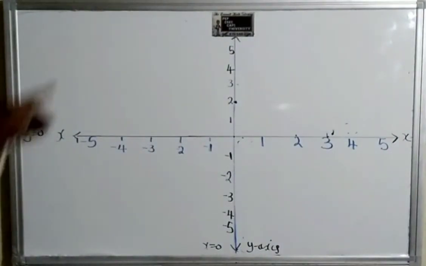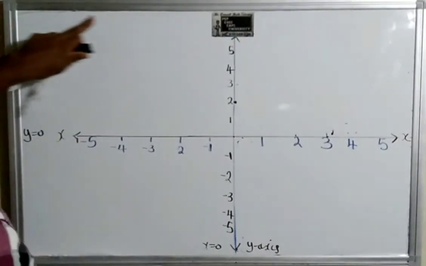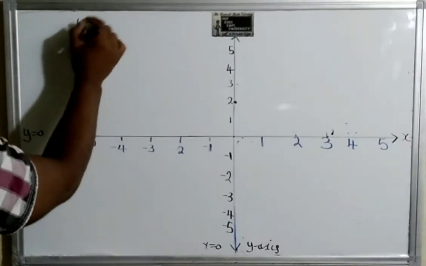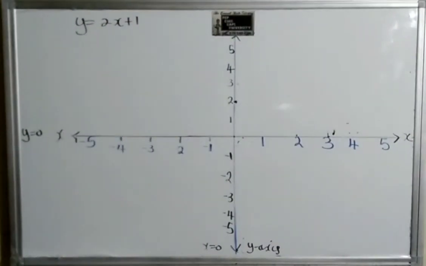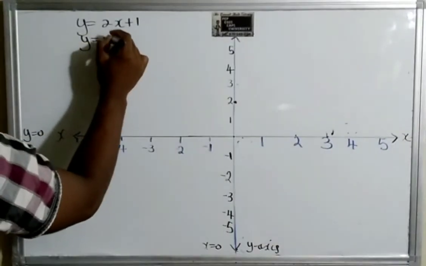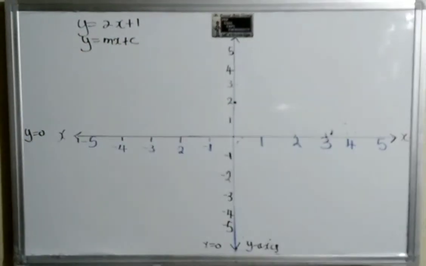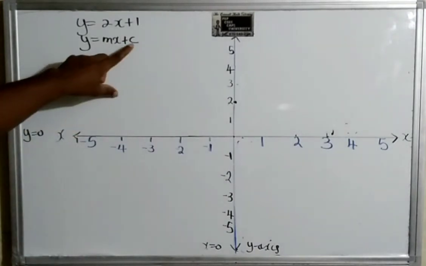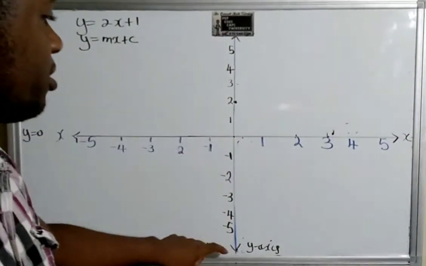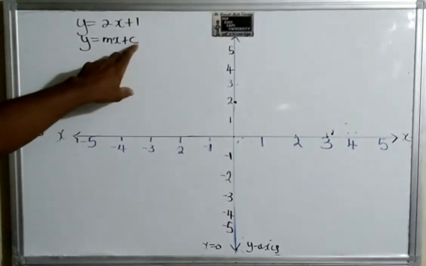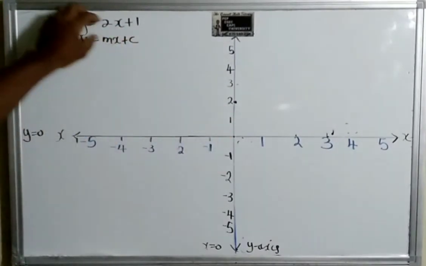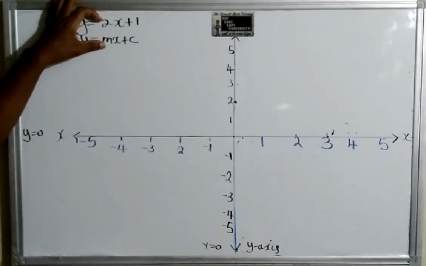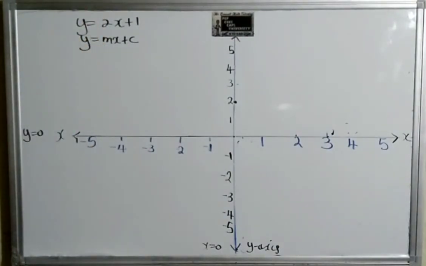Alright, we are going to graph y is equal to 2x plus 1. Now, this is in the form y equals mx plus c, where c represents the y-intercept, or where the graph cuts the y-axis. So from looking at it, we know the graph is going to cut the y-axis at positive 1. Now 2 is the gradient. I'm going to do gradient in the next video, so you guys watch out for that.